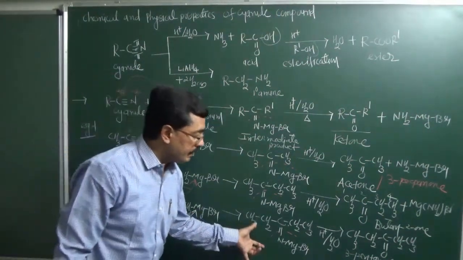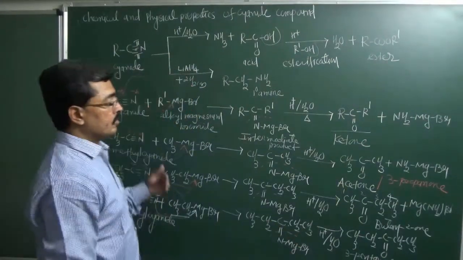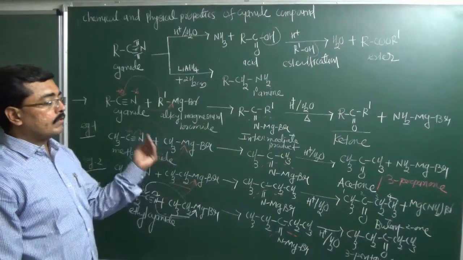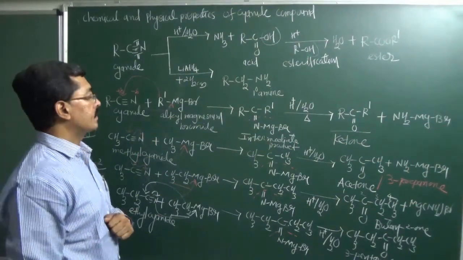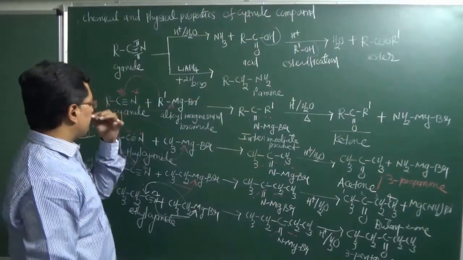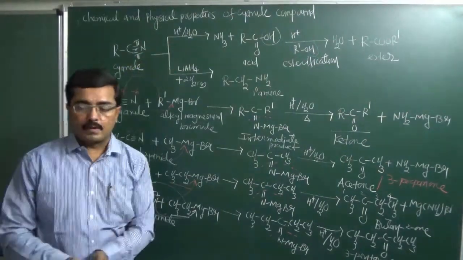We are getting this intermediate product, which on hydrolysis gives us 3-pentanone. So propanone, butanone, 3-pentanone, etc. are possible to prepare by using this method. Now, we discuss examples based on these first two properties.